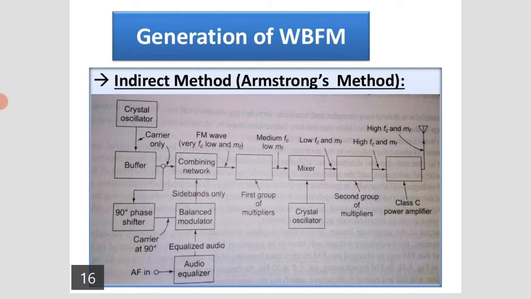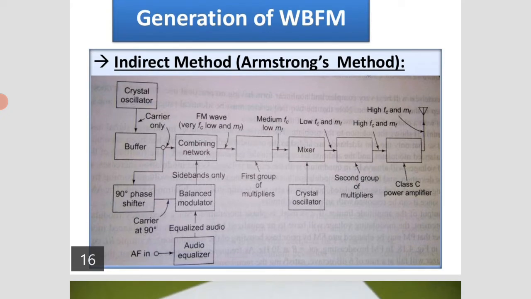The output of the crystal oscillator is given to the buffer. The output of the buffer is given to the combining network. The output of the combining network is given to the first group of multipliers. The output of the first group of multipliers is given to the mixer. The output of the mixer is given to the second group of multipliers, and last is the class C power amplifier.